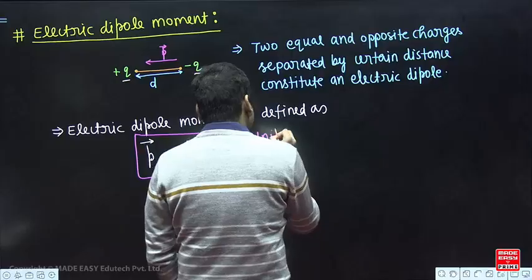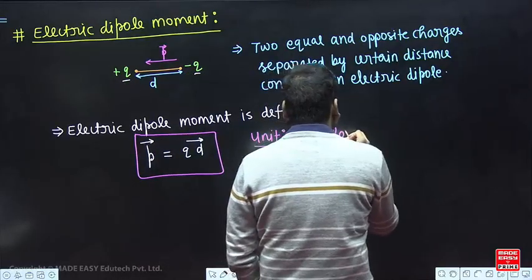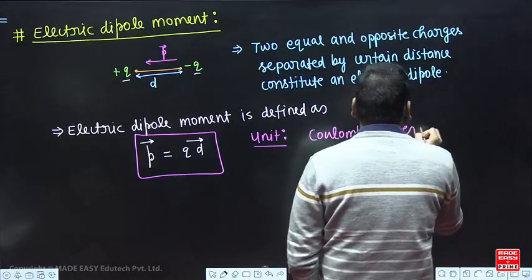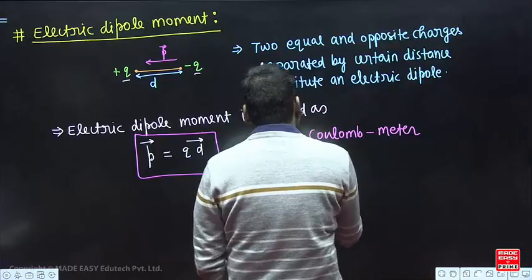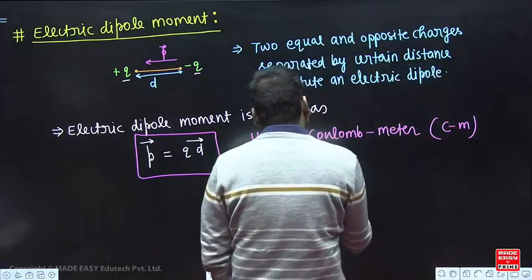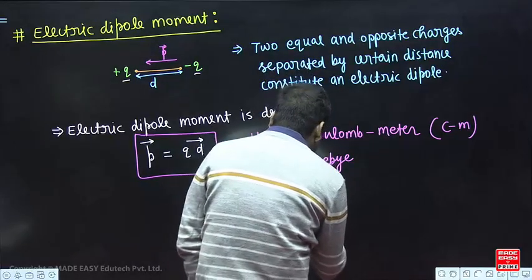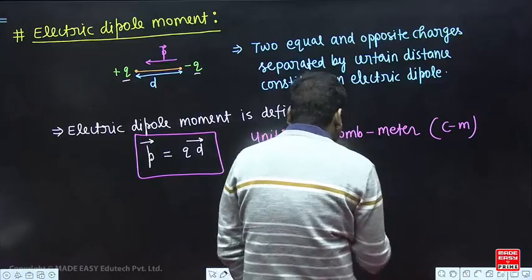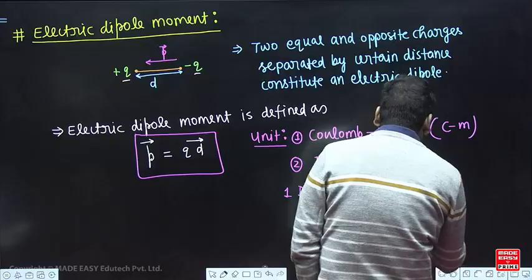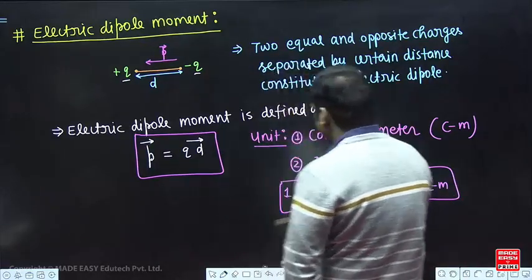Unit इसकी देखिए, you see the unit of this quantity. Charge की unit coulomb and distance की unit meter. So it is the first unit. There is one more unit. Coulomb meter is written like this. There is one more unit that is known as debye, in the honor of a great scientist Debye. 1 debye is equal to 3.33 into 10 raised power minus 30 coulomb into meter. This is the conversion between two standard units.